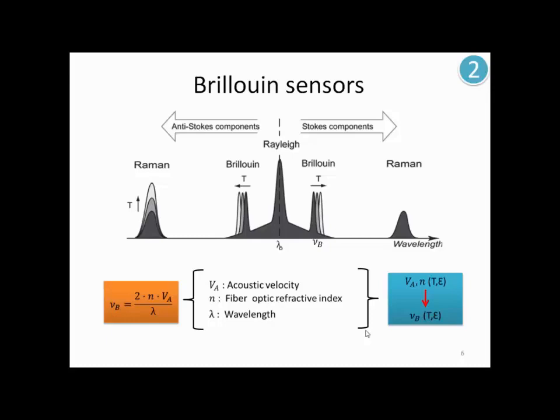So, as we can see in the expression, the Brillouin frequency shift depends on the acoustic velocity, that also depends on temperature and strain. So if we measure this Brillouin frequency shift, we also could measure the temperature or the strain in the fiber.